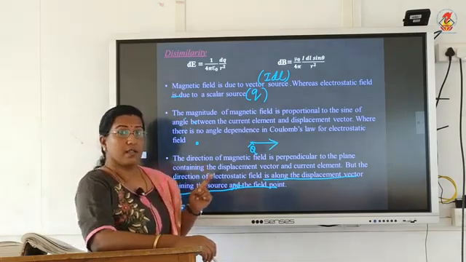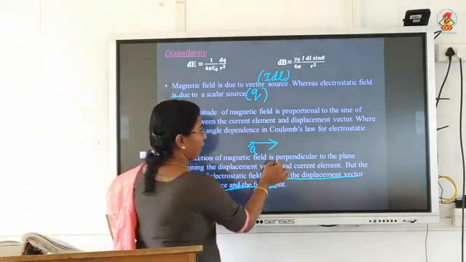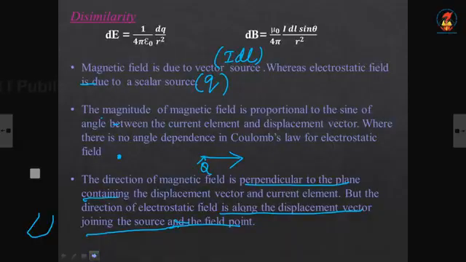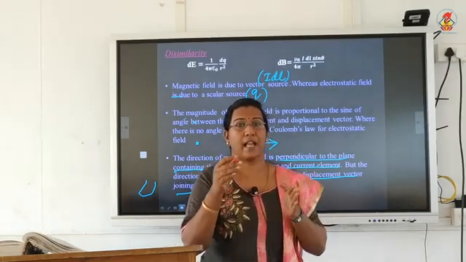Whereas, what is the direction of the magnetic field? It is perpendicular to the plane containing the displacement vector and the current element. In our case, it is dl cross r. So, the direction will be perpendicular to the plane containing dl and r.